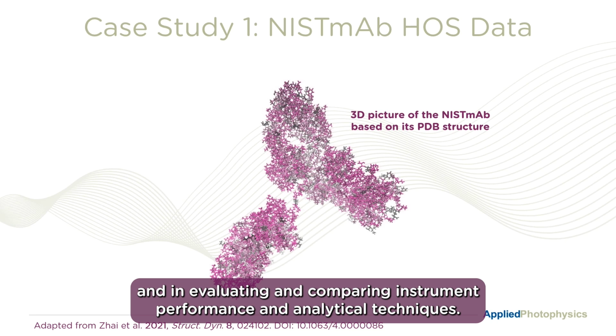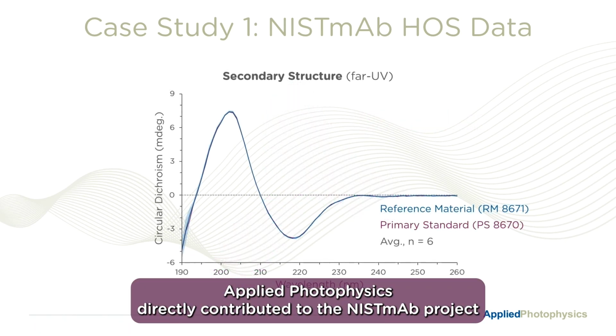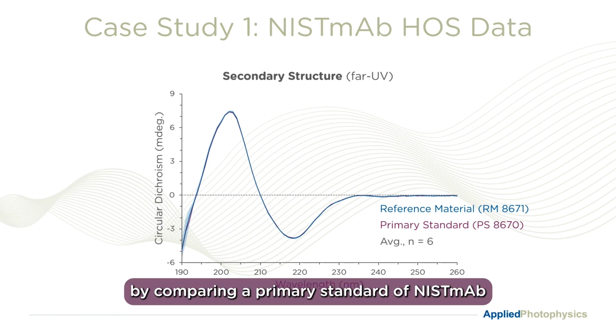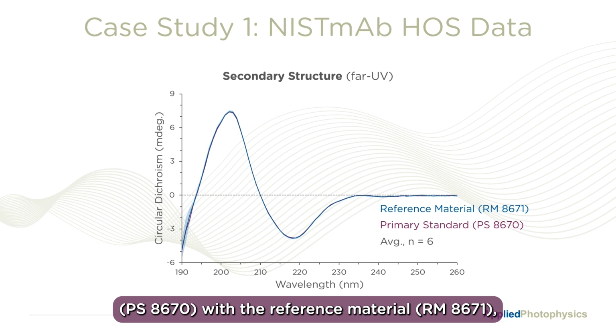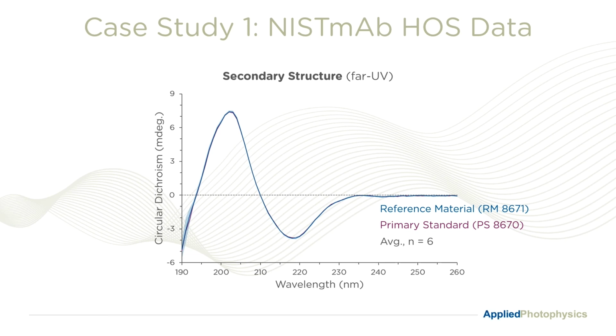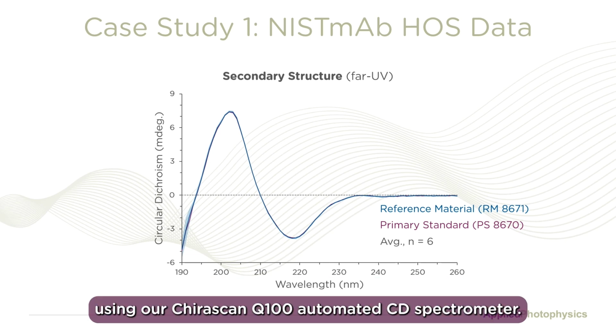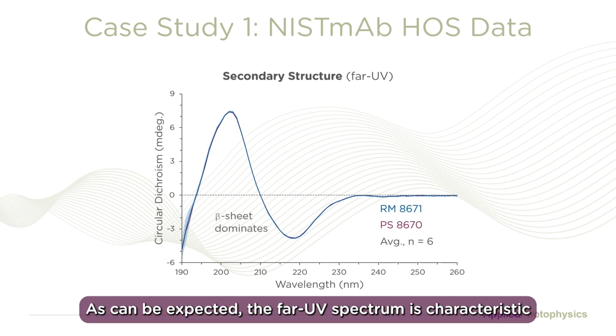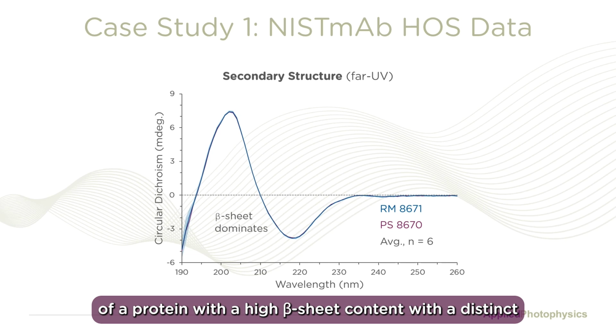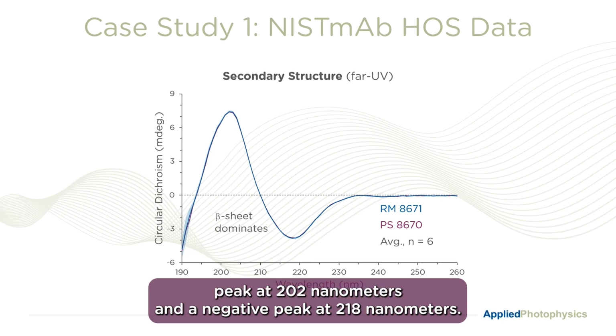Applied Photophysics directly contributed to the NISTmAb project by comparing a primary standard of NISTmAb, PS 8670, with the reference material, RM 8671, via analysis of 6 independent replicates for each standard using our Chiroscan Q100 automated CD spectrometer. As can be expected, the far UV spectrum is characteristic of a protein with a high beta sheet content, with a distinct peak at 202 nanometers and a negative peak at 218 nanometers.